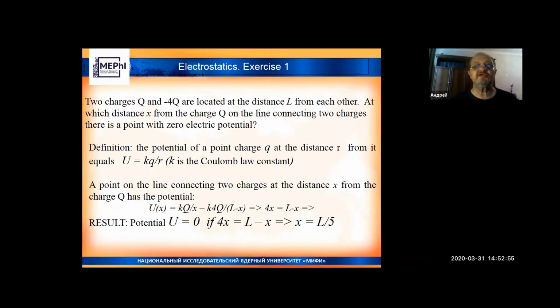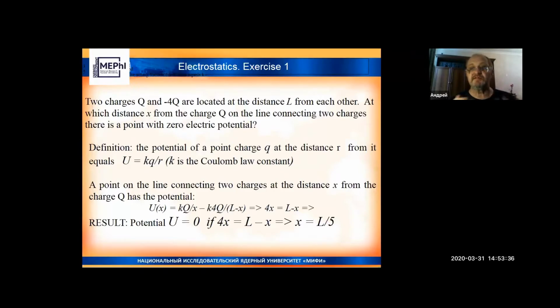Imagine that you have two point charges. One positive, Q, and another one negative, minus 4Q. The negative charge is much higher than the positive by absolute value. The positive charge generates positive potential, and the negative charge generates negative potential. Somewhere in between, there should be a point with zero potential. The question is, at which distance x from the first positive charge is this point located?